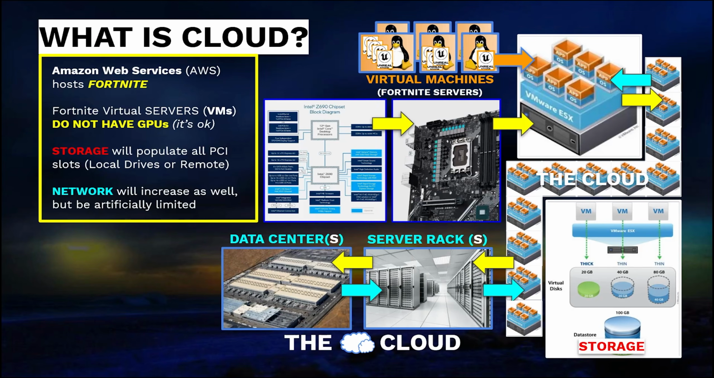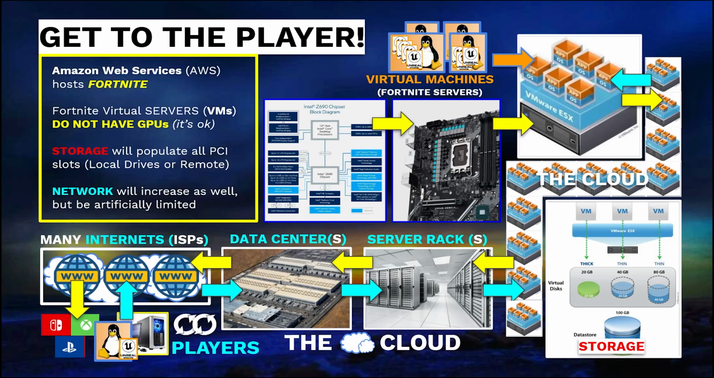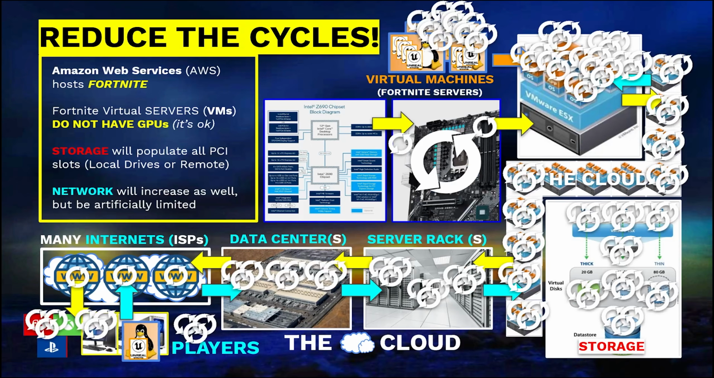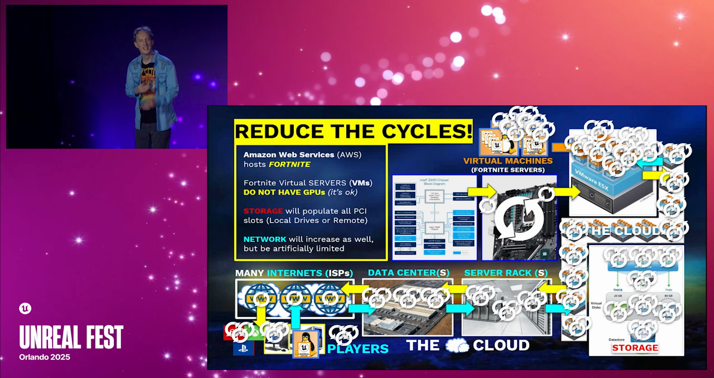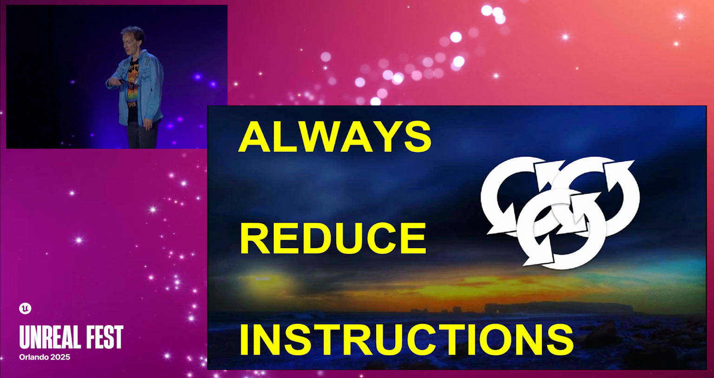Server racks, so you get just big old buildings filled with this, multiple buildings. It goes out to the internet, out to all your different players and all your different devices. All of this has cycles. All the data has to go in here, go into pools. Delay comes from the more data, the more infrastructure that you have to tax. Always reduce your instructions. Get rid of this stuff.